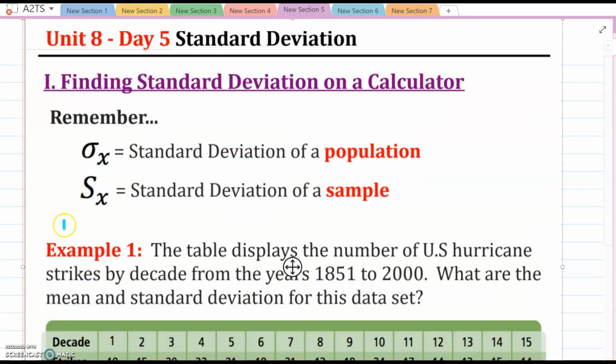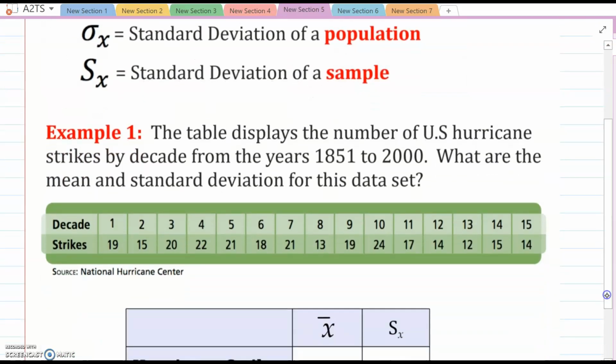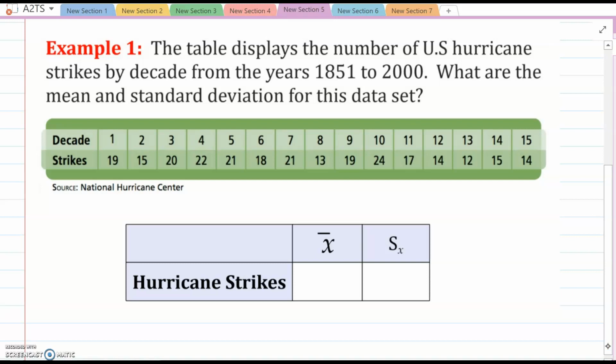All right, now let's get to work on actually doing one of these. So here I've got this lovely little problem. It says finding standard deviation on a calculator, and again, remembering it's the sigma for the population and the S for the sample. So what I'm going to do is look at a data set here. This talks about how many decades we've done and called data from a hurricane.